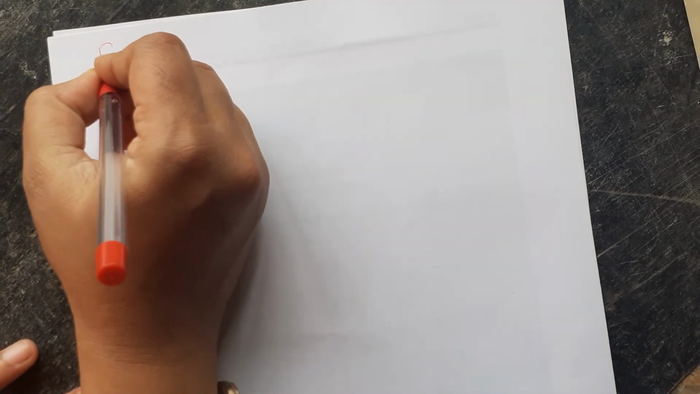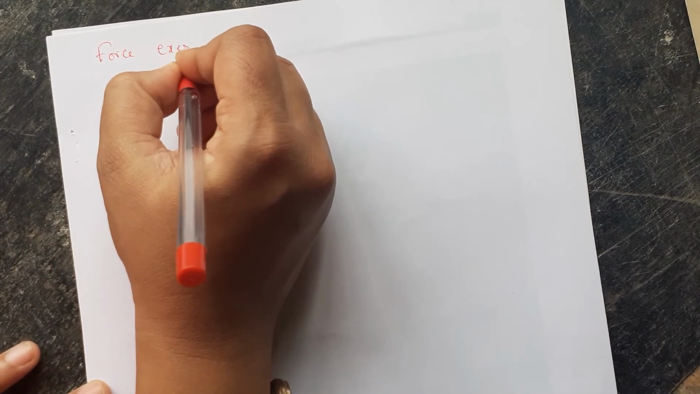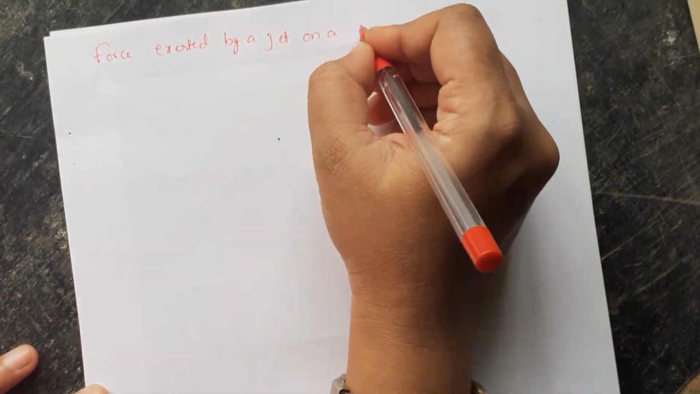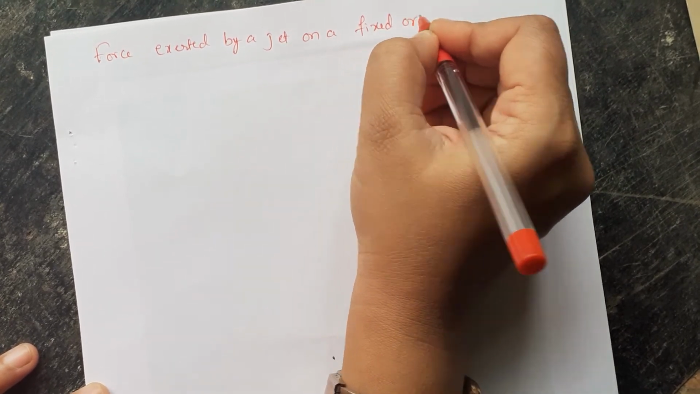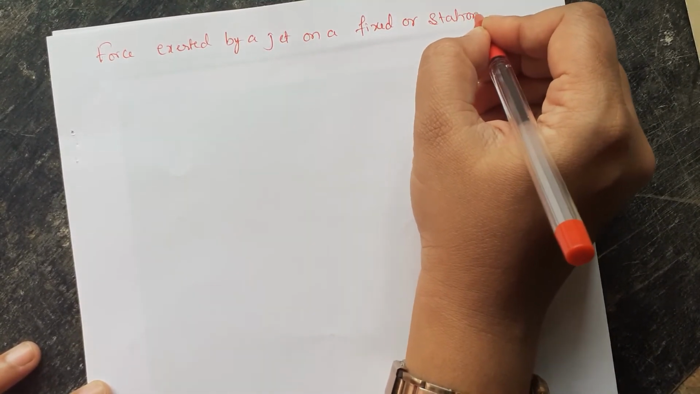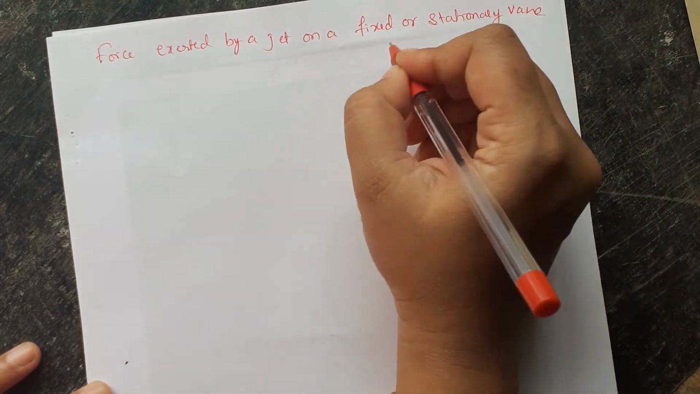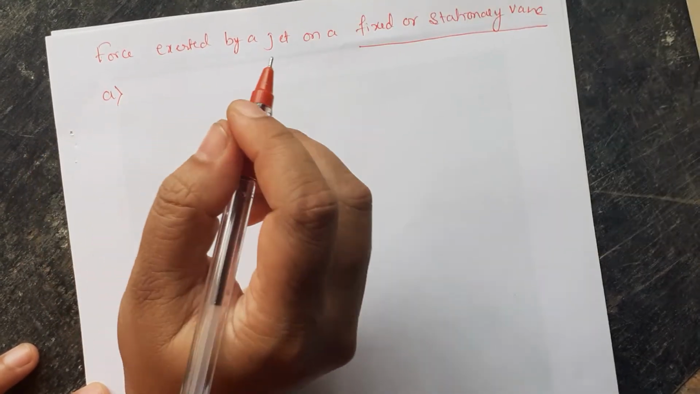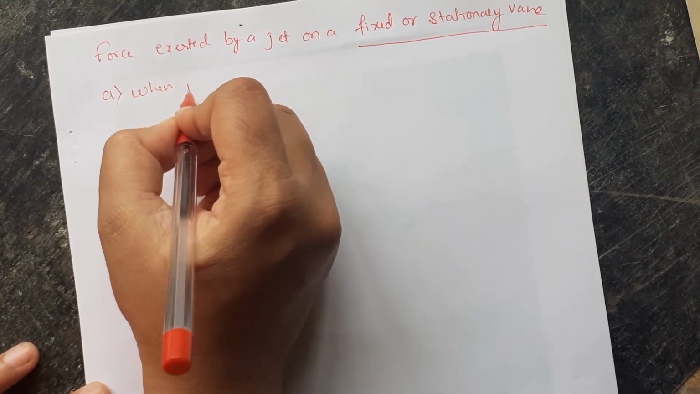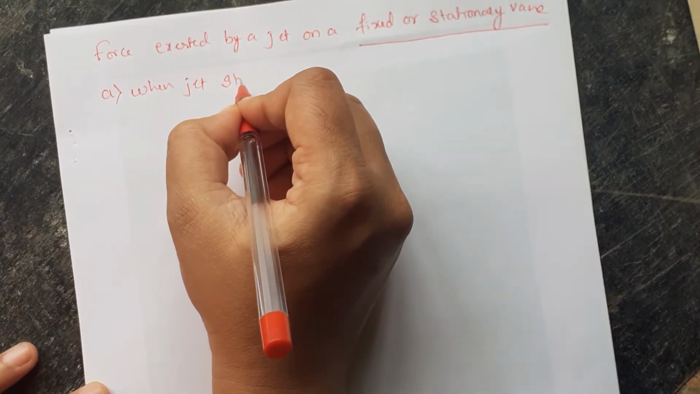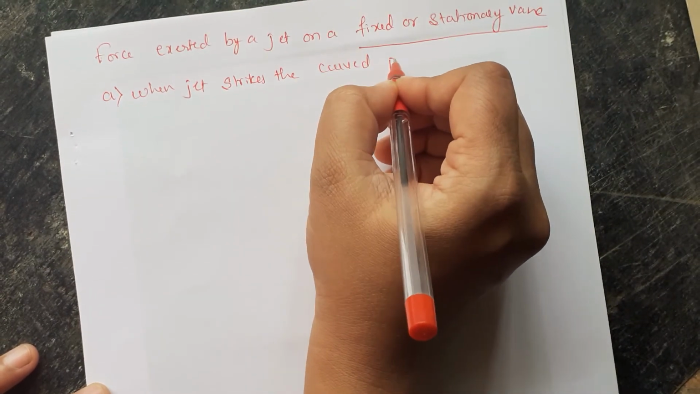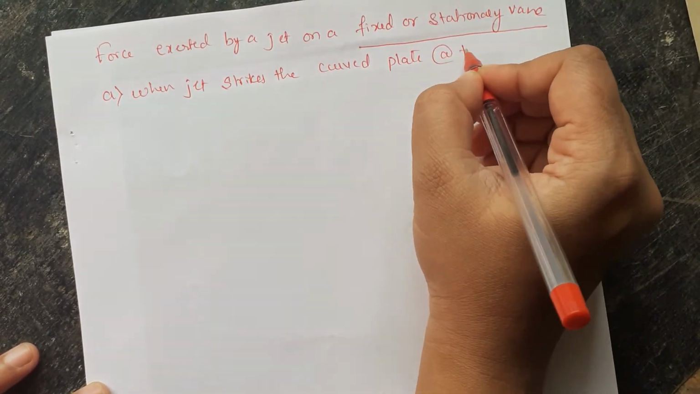Force exerted by a jet on a fixed or stationary vane. In that, again there are two cases. When the jet strikes the curved plate at the center.